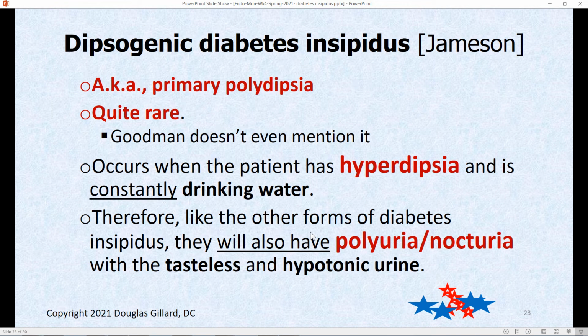Now, dipsogenic diabetes insipidus, Goodman doesn't even talk about it. It's also called primary polydipsia. It's really rare, but let's talk just a tiny bit about it. This occurs when the patient just drinks too much water. They're always thirsty, they have hyperdipsia, and they're always drinking water. And if you drink way too much water, where's that water going to go? You're going to end up urinating it out. So they're going to have polyuria and nocturia, which will be tasteless, and you'll have a hypotonic urine as well.